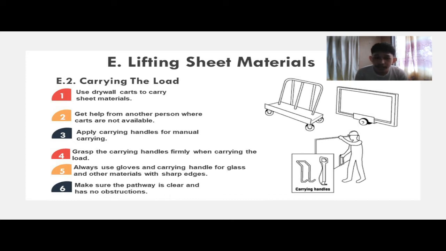The fifth one is to always use gloves and carrying handles for glass and other materials with sharp edges. These gloves will help you lessen the damage, such as wounds that can be caused by the sharp edges of these sheet materials. The sixth one is to make sure that the pathway is clear and has no obstructions. Of course, that is a necessary thing to do.